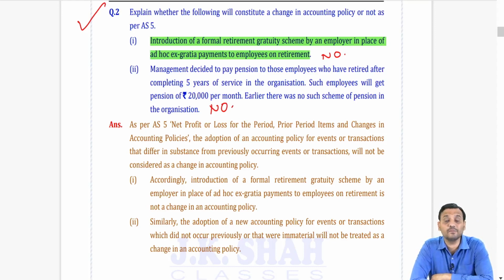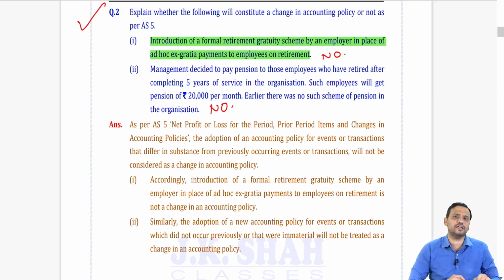Nothing but accounting principles and methods used to apply those principles. These two things coming together is referred to as accounting policy. Specific accounting principles and methods used to apply those principles. Are you changing those principles? No, sir. But here what is happening, sir? I am adopting a new policy.